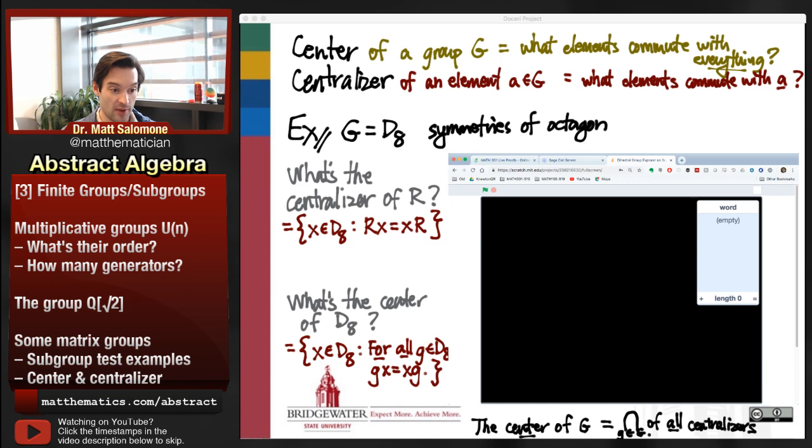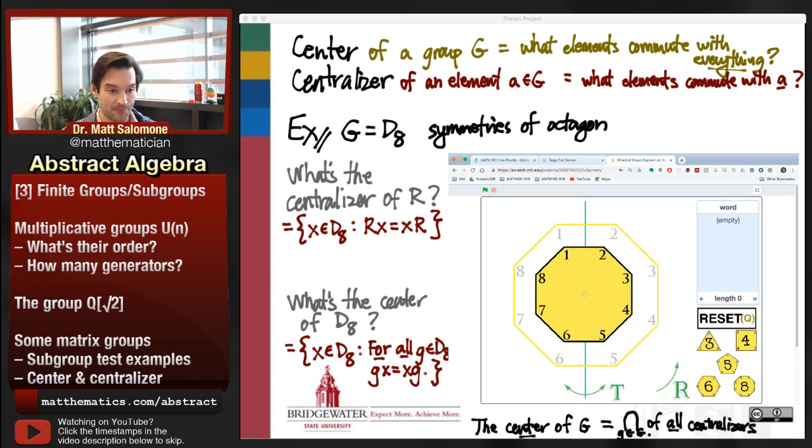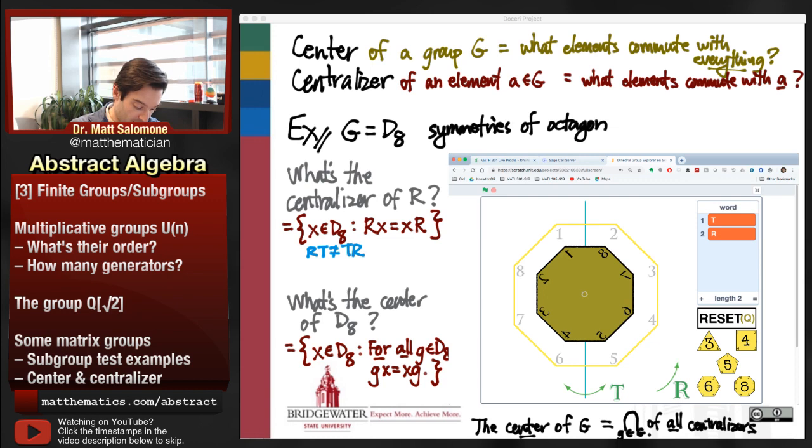Okay, so thinking about the octagon in this example, we might ask a question like, does T belong to the centralizer of R? If T belonged to the centralizer of R, it would mean that RT gives me the same thing as TR, which it doesn't. I mean, we sort of knew that that wasn't the case, right? From the early times of studying the dihedral group, we knew that RT and TR are generally not going to be the same thing. So let me just write that down as an observation. Since RT is not equal to TR, this means that T does not belong to the centralizer of R.